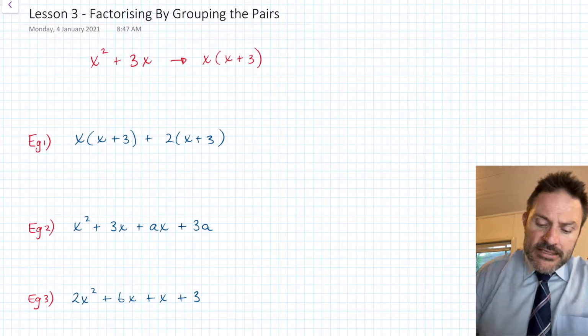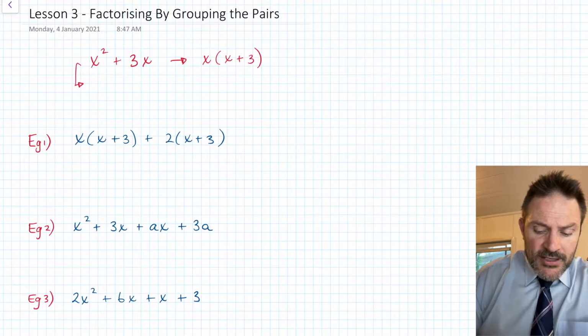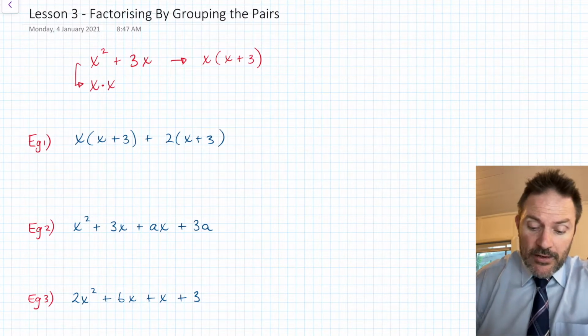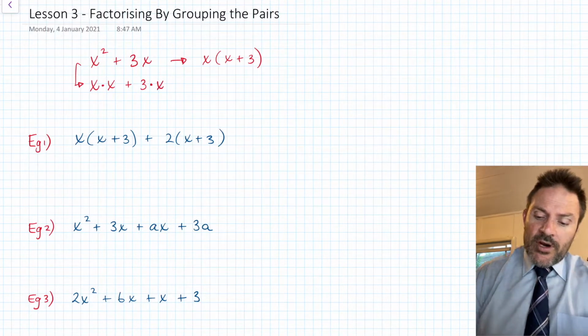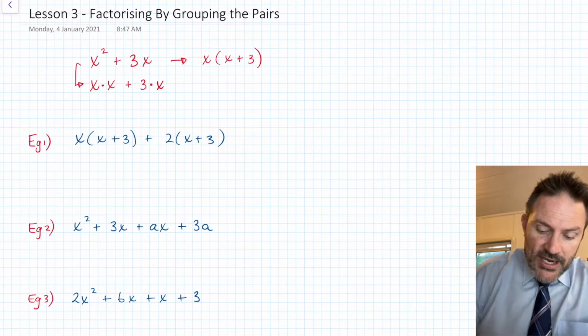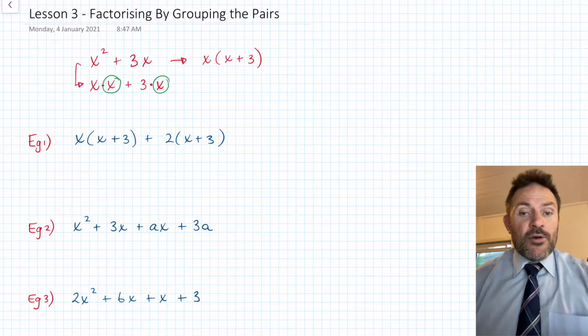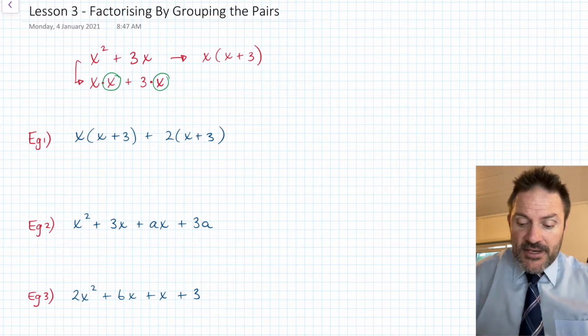Now, sometimes I could even write this expression slightly differently. I could write it like this, x times x. Now, it's not a point x, it's a times. It's senior level mathematical times. And then I've got 3 times x. So what we're actually saying here is we've got an x that sits in both of these, okay? So because they're common, we can take it out the front, which is what I've done there.